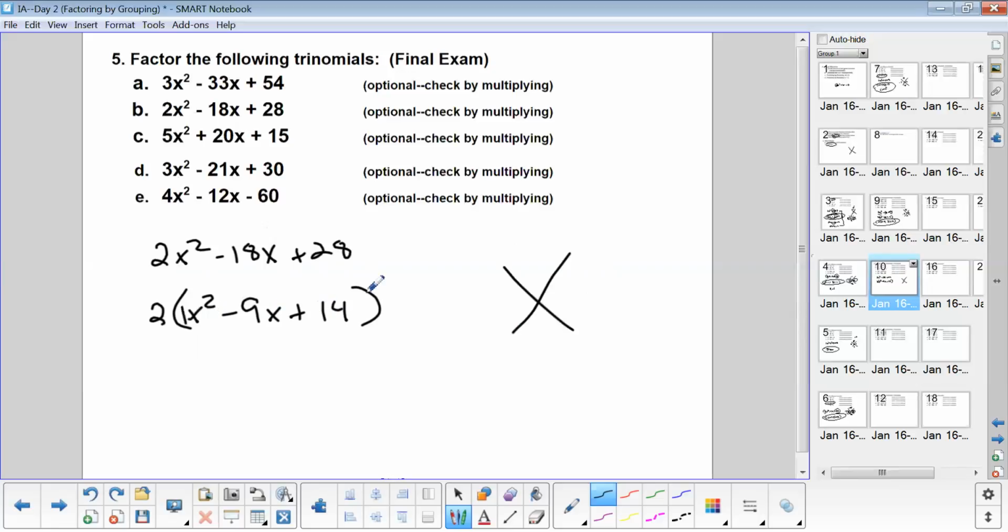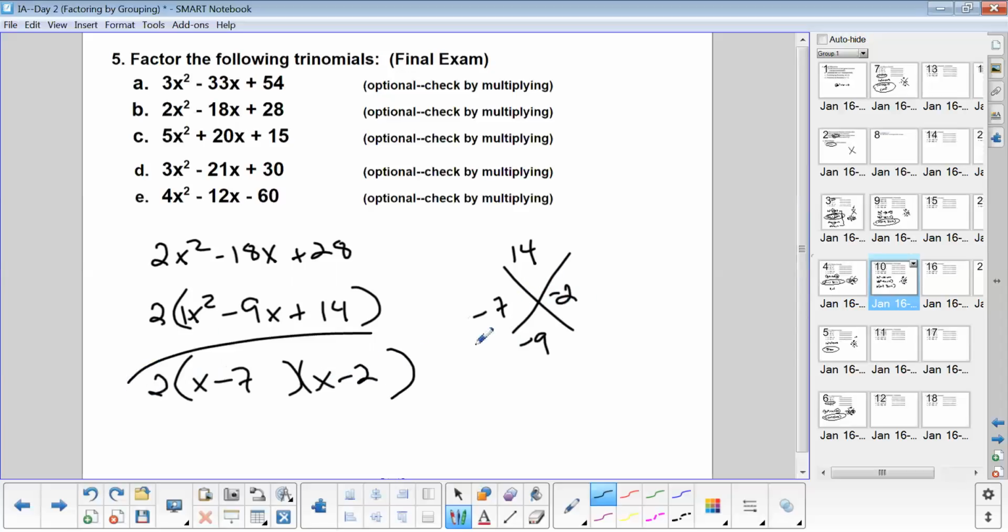1 times 14 is 14. I need 2 factors of 14 that are going to add to give me negative 9, and it's going to be 7 and 2, and they both have to be negative. So factor of 2, x minus 7 from right here, and x minus 2 from right there. So that would be factored completely.